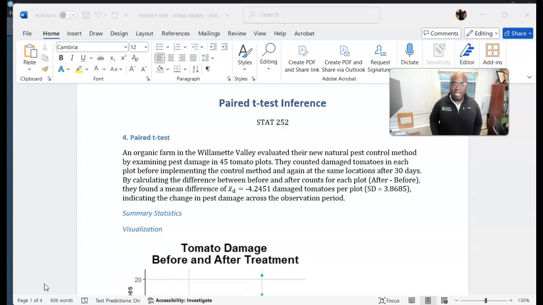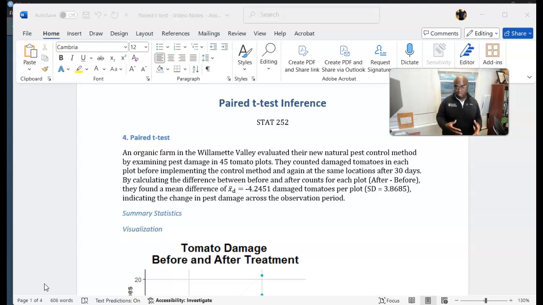Welcome back. An organic farm in Willamette Valley evaluated their new natural pest control method by examining pest damage in 45 tomato plots. They counted damaged tomatoes in each plot before implementing the control method and again at the same locations after 30 days. By calculating the difference between before and after counts for each plot, after minus before, they found a mean difference x bar d of negative 4.2451 damages per plot with a standard deviation of 3.8685, indicating the change in pest damage across the observational period.